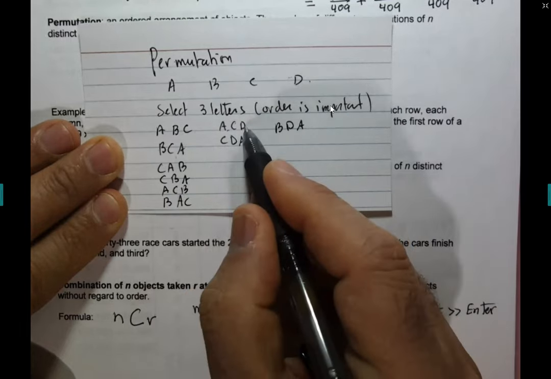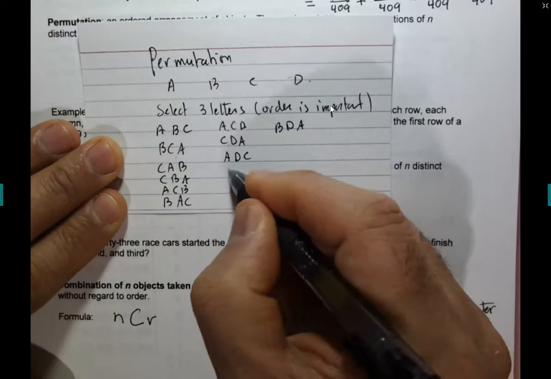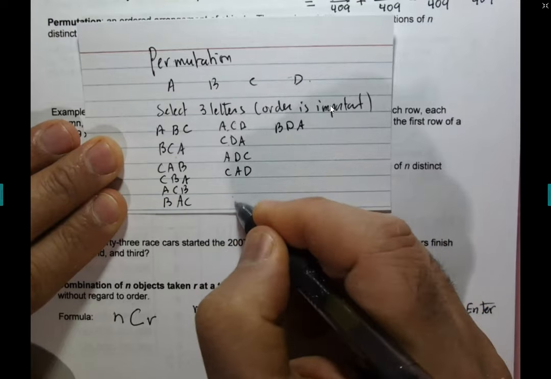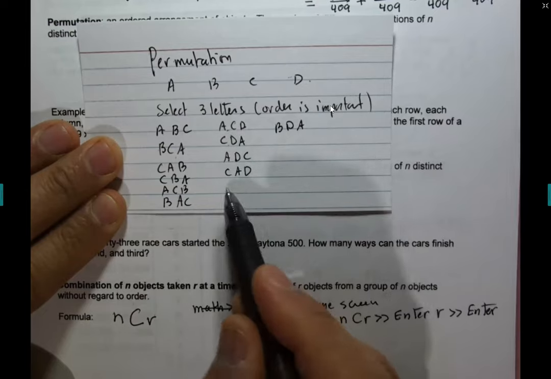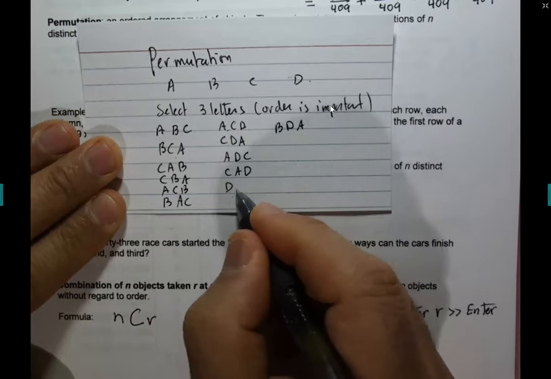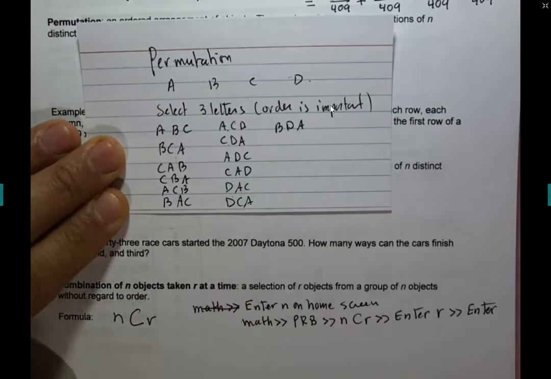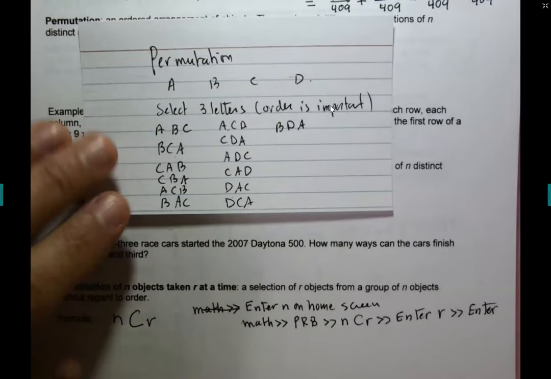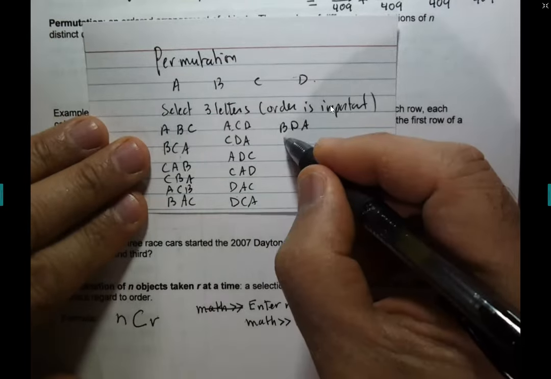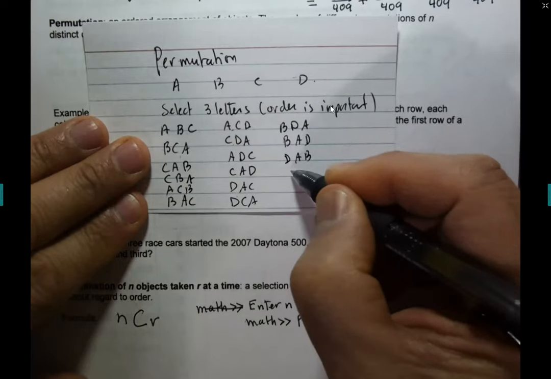Same thing here. ACD, CDA, ADC, CAD. I want somebody to give me the other two, guys. So I'm done with the A's. I'm done with the C's. Now the D's. DAC. And what's the next one? BCA. Yep. That's another six. Okay. BDA. BAD. DAB, guys. DBA.